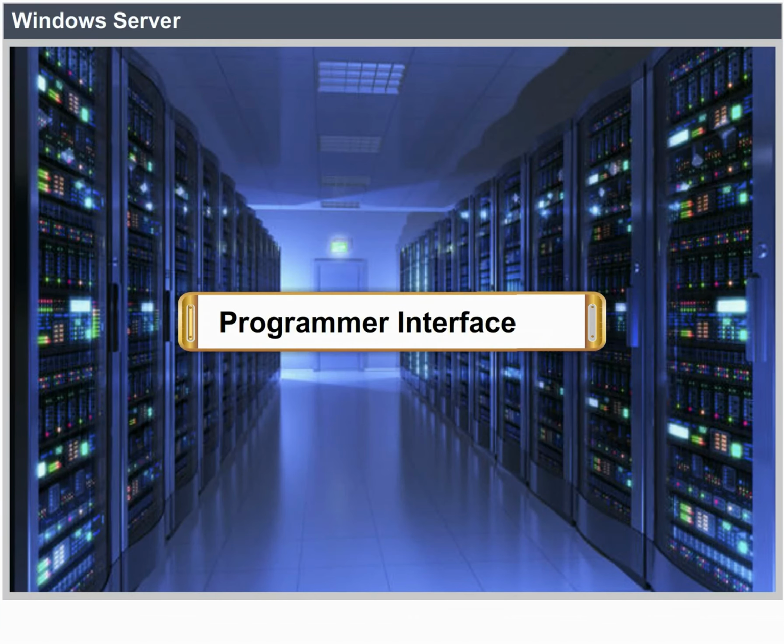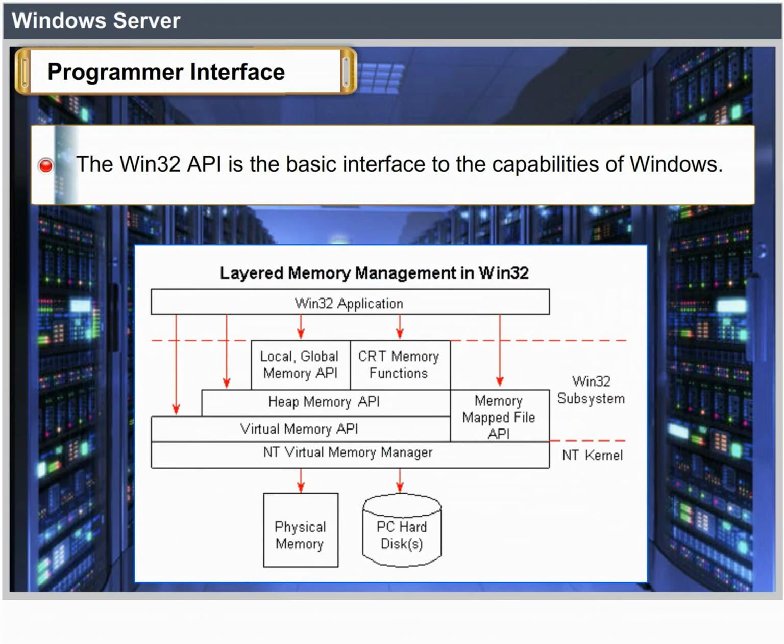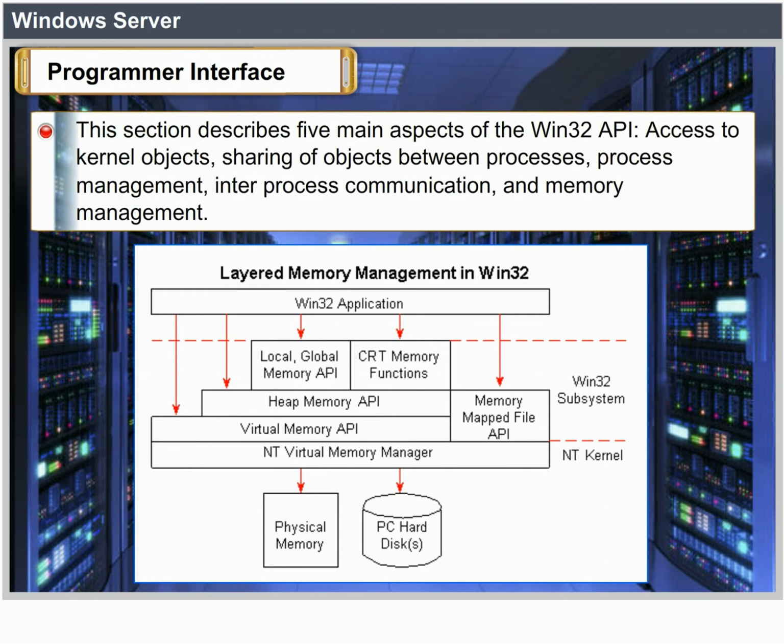Programmer interface. The Win32 API is the fundamental interface to the capabilities of Windows. This section describes 5 main aspects of the Win32 API: access to kernel objects, sharing of objects between processes, process management, inter-process communication, and memory management.